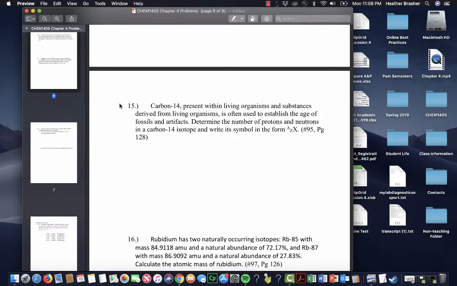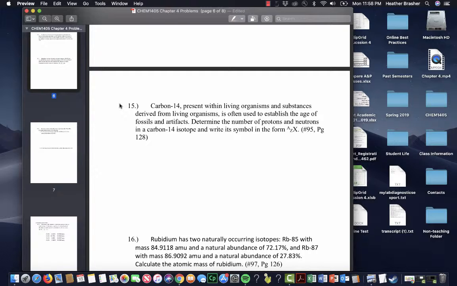Carbon-14, present within living organisms and substances derived from living organisms, is often used to establish the age of fossils and artifacts. Determine the number of protons and neutrons in the carbon-14 isotope. Write its symbol in the form of A over Z X. And so this is number 95.